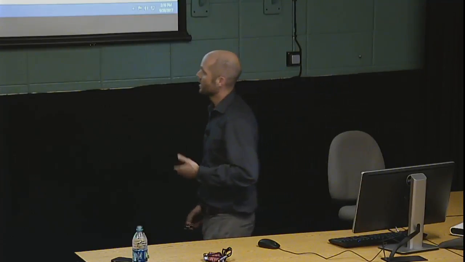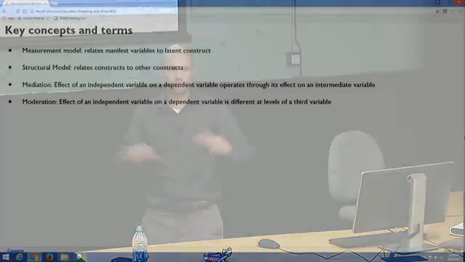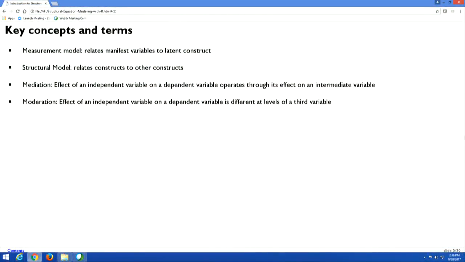Okay, so there are some key concepts and key terms that are commonly used, and I want to define them for you so they're not foreign to you the first time you read them. We really have two types of models in the structural equation modeling framework. The first is a measurement model. That's what I just talked about, which can be a confirmatory factor analysis.